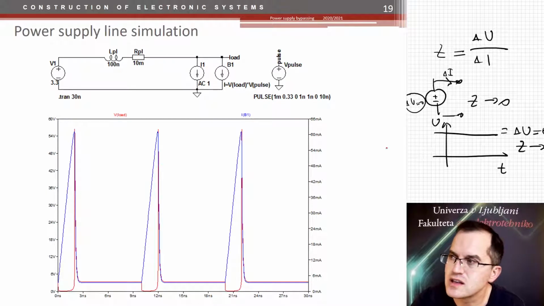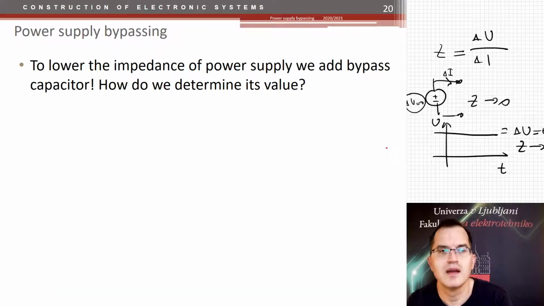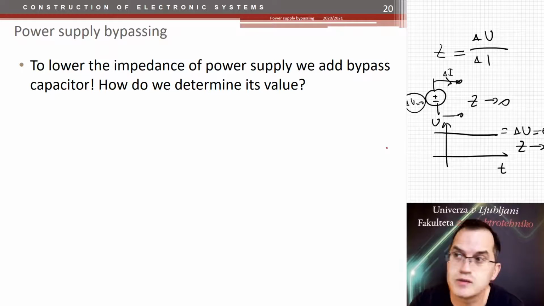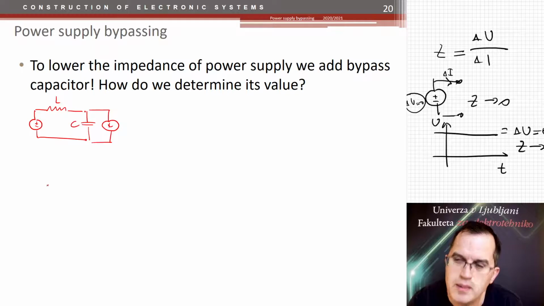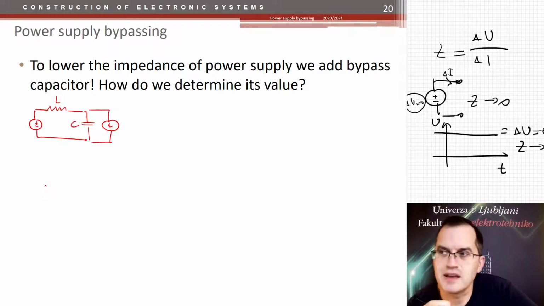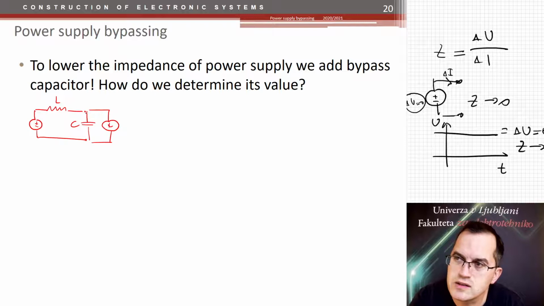And the question is how we do that. And here the answer would be the following. I will actually show it here in a drawing. So what do we have? We have a source, with a coil. So this is the inductance of the power supply lines. And here we put a capacitor. So that would be our so-called bypass capacitor.